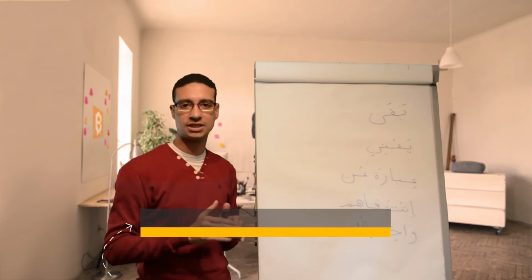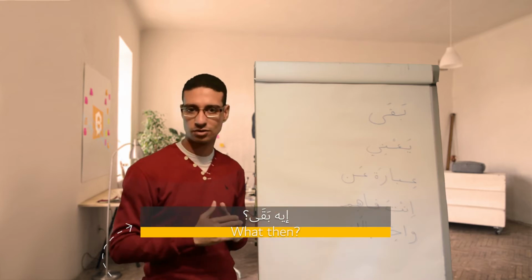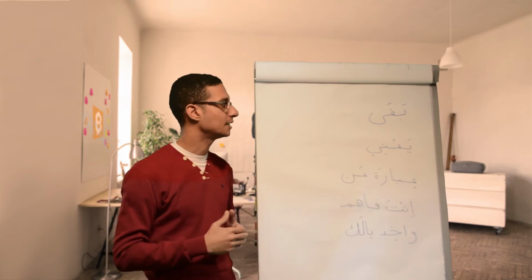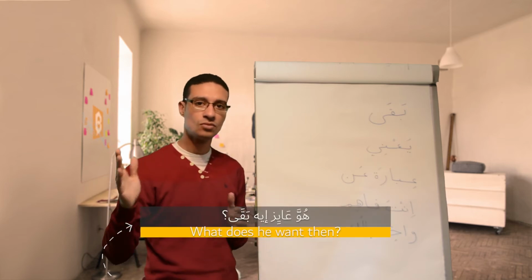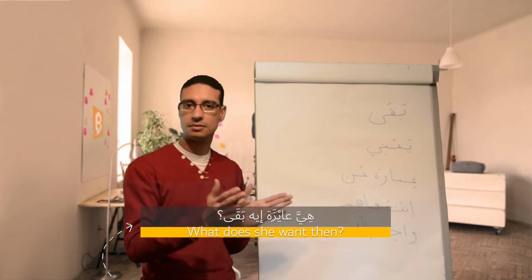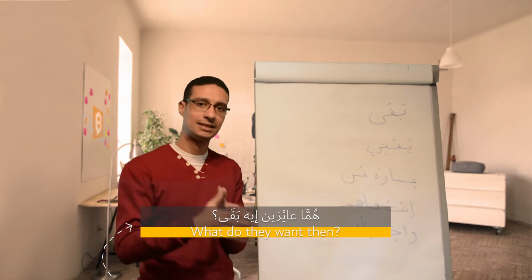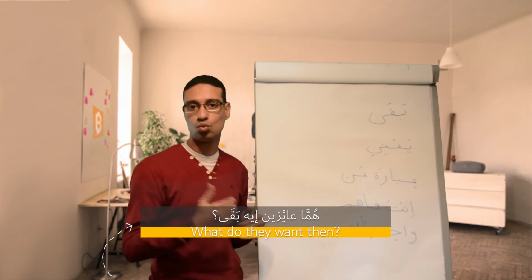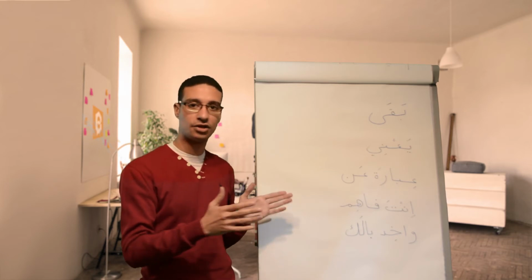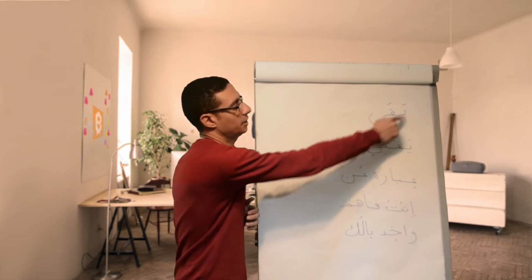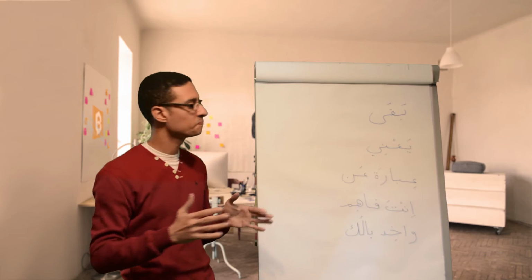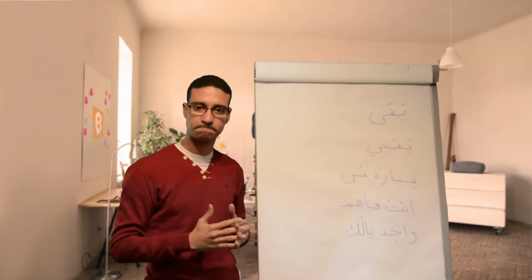So sometimes there is an expression, for example, ايه بقى, like what then. So, a, what? Ba'a, what then? Another expression is huwa عايز a ba'a, أو هي عايزة a ba'a, أو هم عايزين a ba'a. So, what do they want then? Okay. Another example, so we don't translate ba'a here because it's just a filler word. If you want to translate it as then, it's okay, but it's not normally translated.